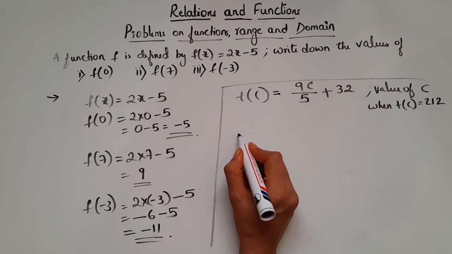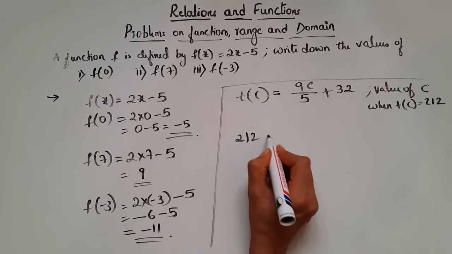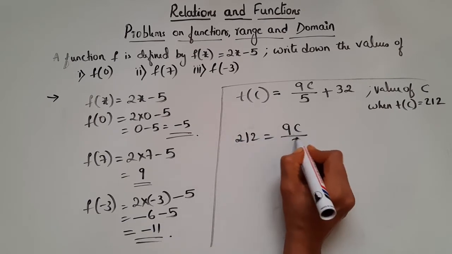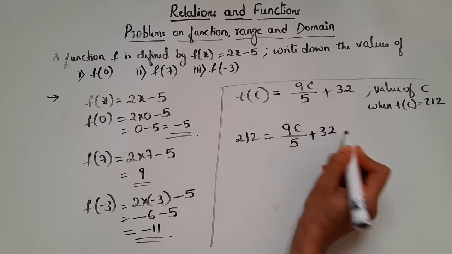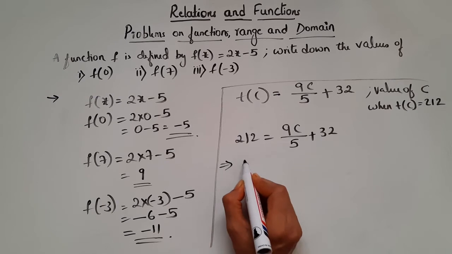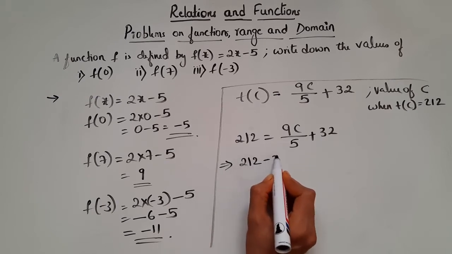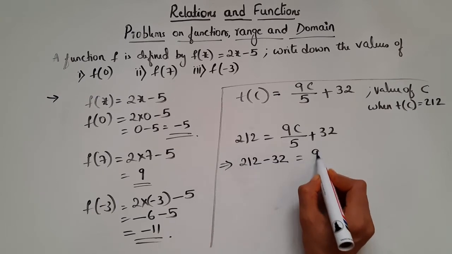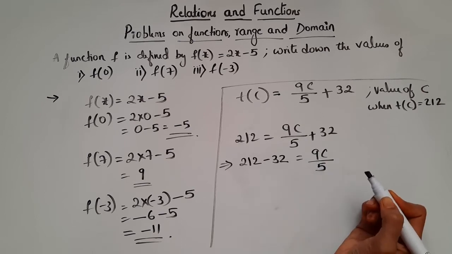So now let's substitute the value of t of c is 212, which is equal to 9c by 5 plus 32. Our aim is to find the value of c. So let's simplify this equation. So 212 minus 32, which is equal to 9c by 5.